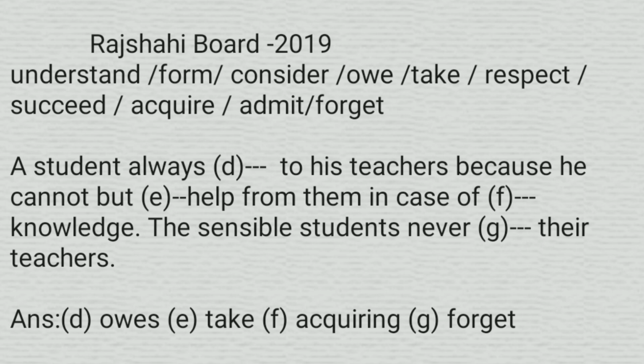The answer of D will be owes, as the subject is third person singular number and the sentence is present indefinite tense. So, the answer will be owes. And the answer of E will be take. Cannot but take help from them in case of acquiring. The answer of F will be acquiring, because we can see here the preposition of, and so we have used the ing form of the verb acquire. So the answer will be acquiring.